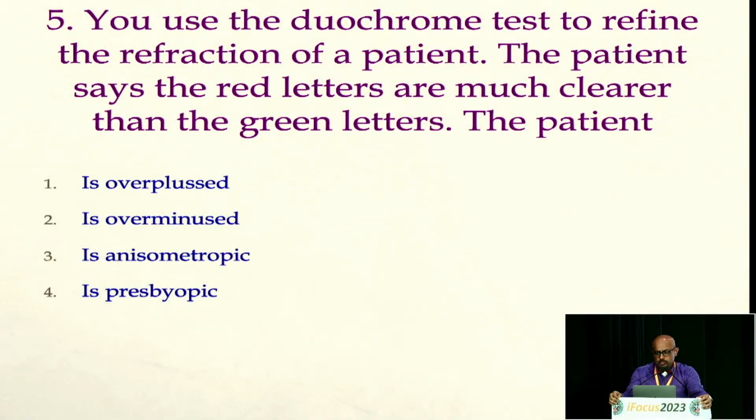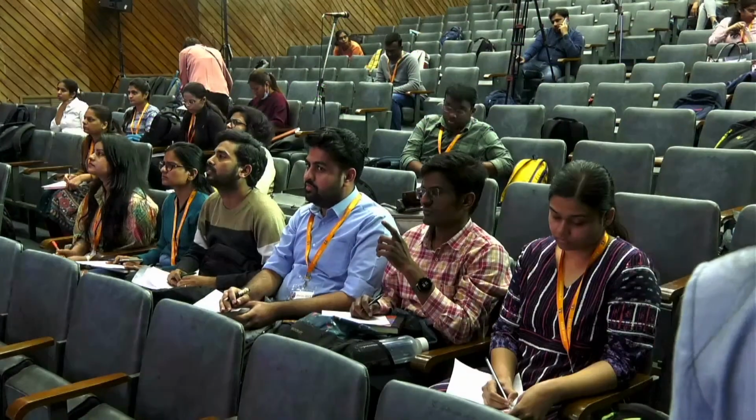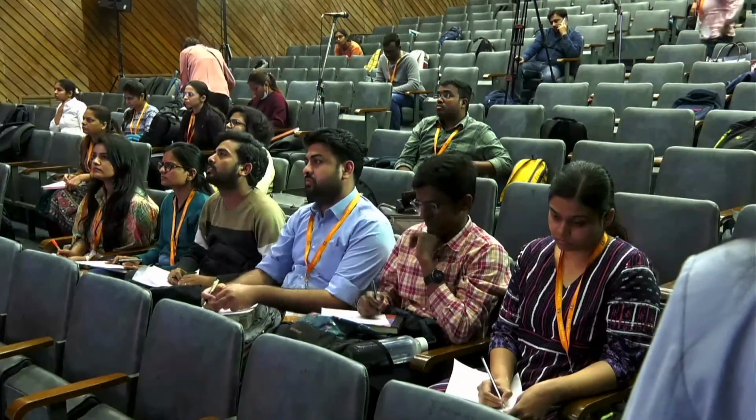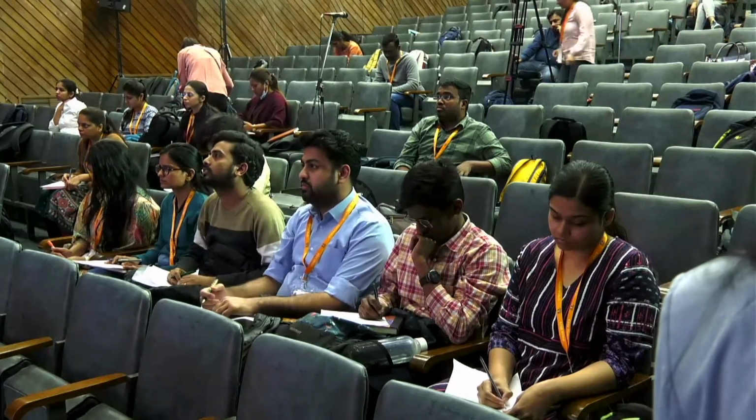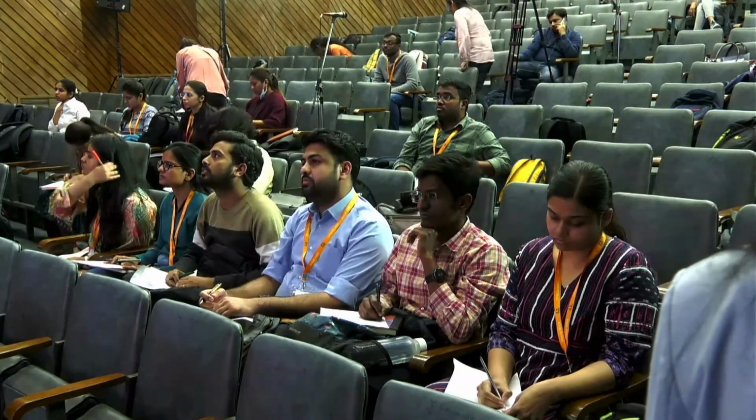You are doing a duochrome test and the patient says that letters in red color are better than green color. The letters in the red are clearer than the green. What is the patient's refractive status? Is he overplussed, over-minused, anisometropic, presbyopic? We move on to question 6.